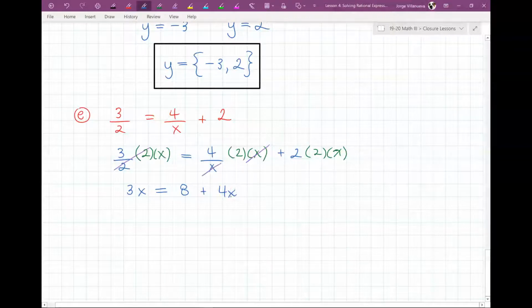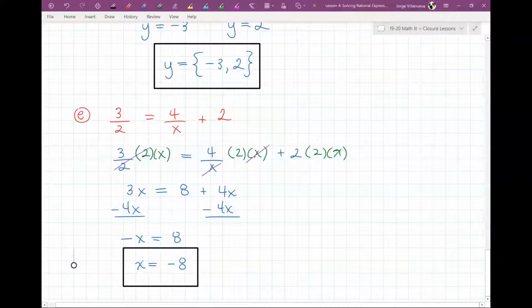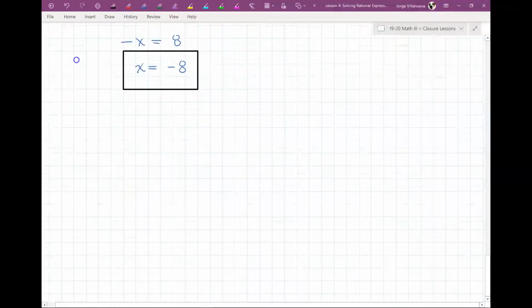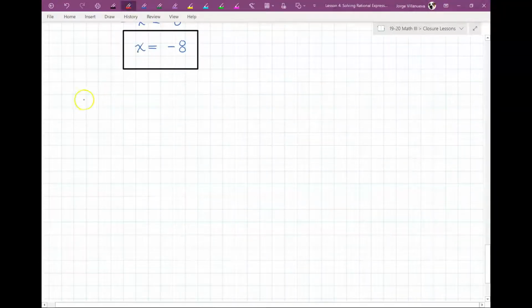Okay. So all I have to do now is move things around. So let's subtract 4x on both sides. This gives me negative x equals 8, which means that x must be negative 8. And there you go. There's your solution. Okay, so just remember, multiply by your LCD, which is all your denominators. But don't put them together. Just leave them all in little parentheses so that you can cancel stuff out, because that's what's supposed to happen. Things are supposed to cancel out. They're supposed to go away.